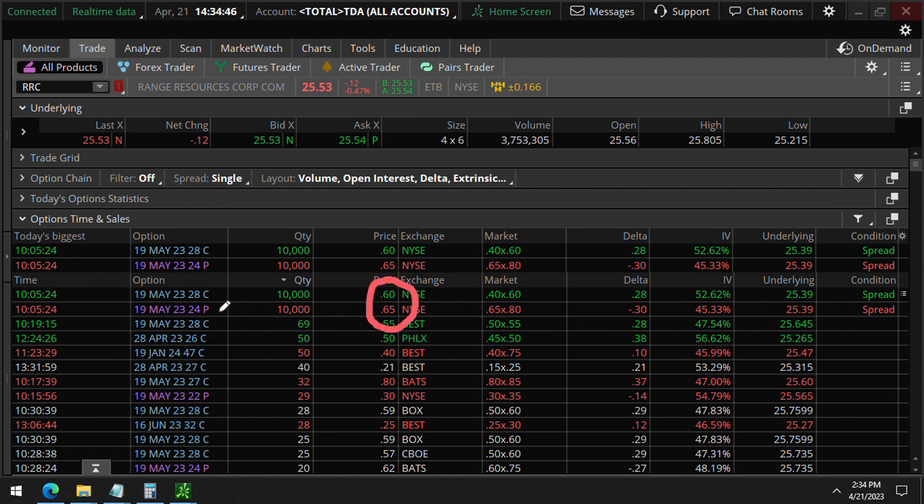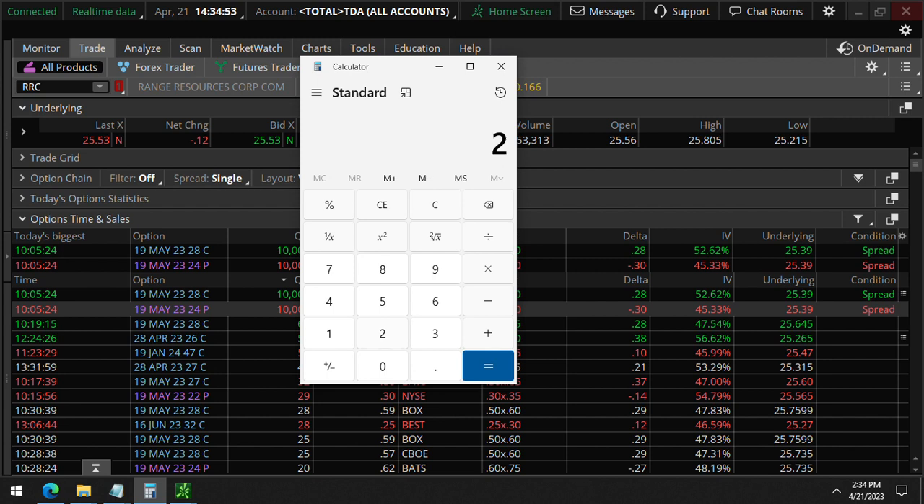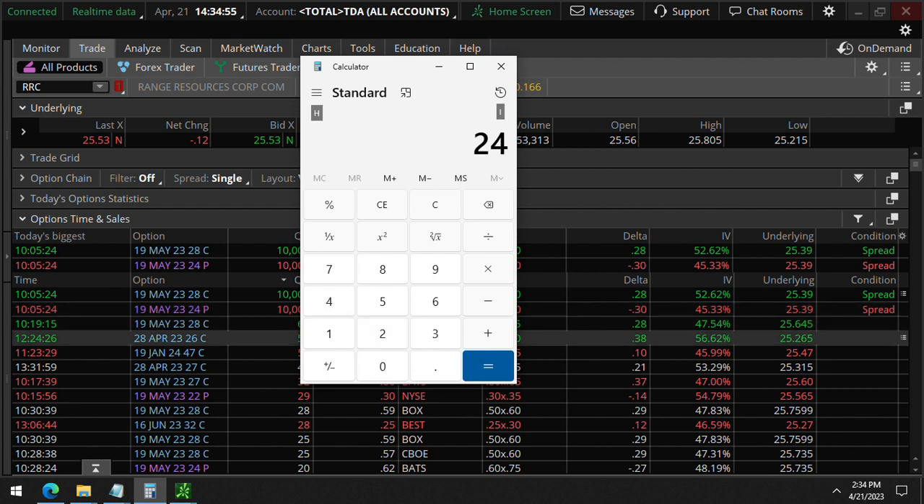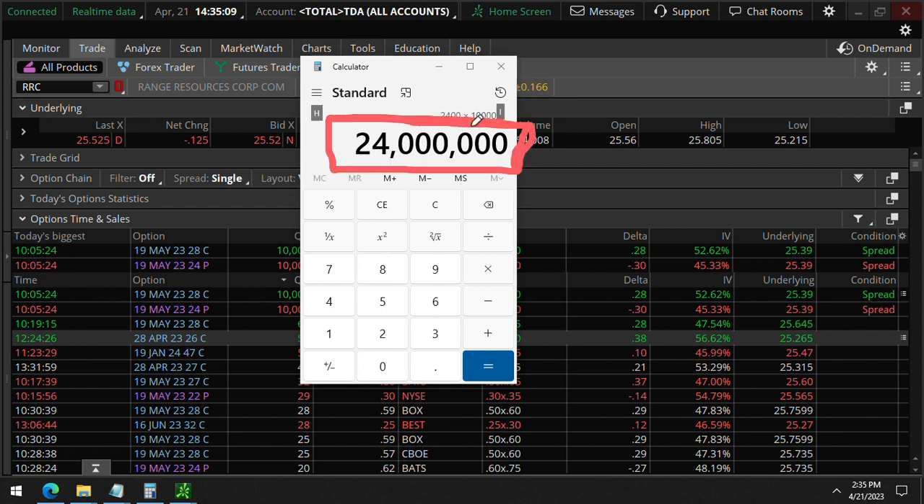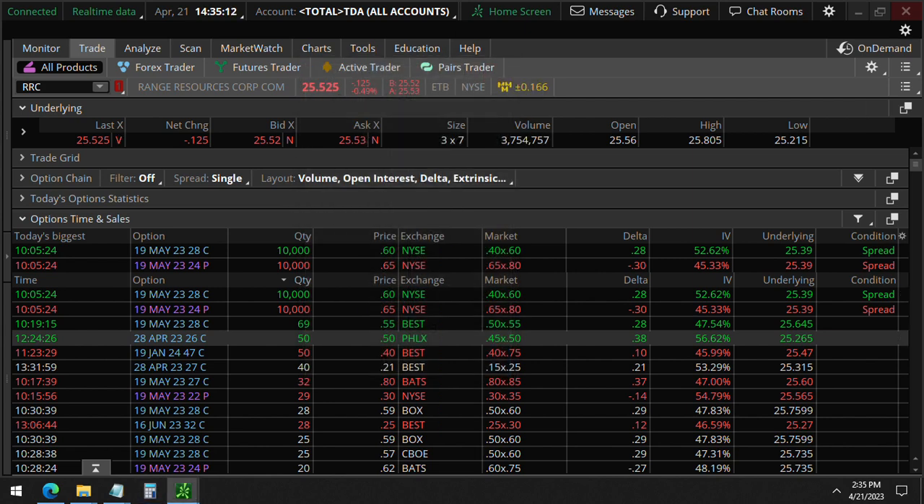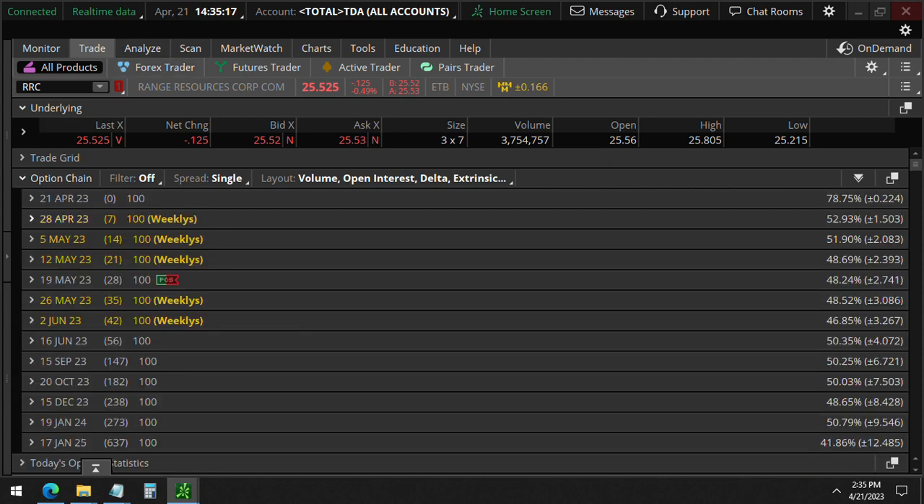However, you do need to put up 2,400 per contract. So what is that? That is 24, because it's 24 strike puts, they have to buy 100 of them. So that's 2,400, and 10,000 contracts means this is a $24 million trade. Quite a large trade by a large institutional investor. So let's take a look at the options chain.